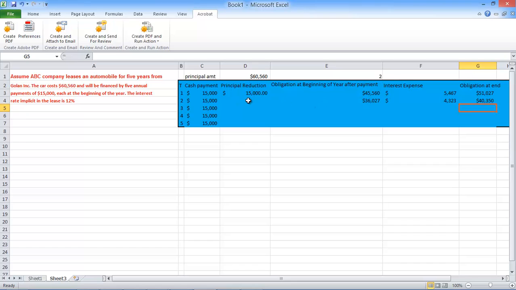Okay, so here we can fill this now. So our principal got reduced. You see, we had an obligation of 45,560 at year one, and at year two, we have 36,027. So our obligation decreased, our principal got reduced.